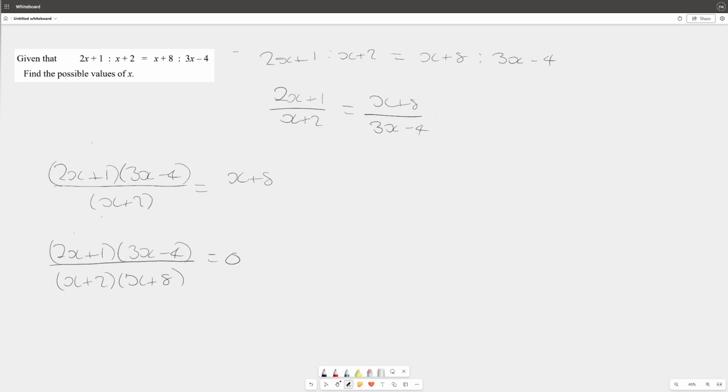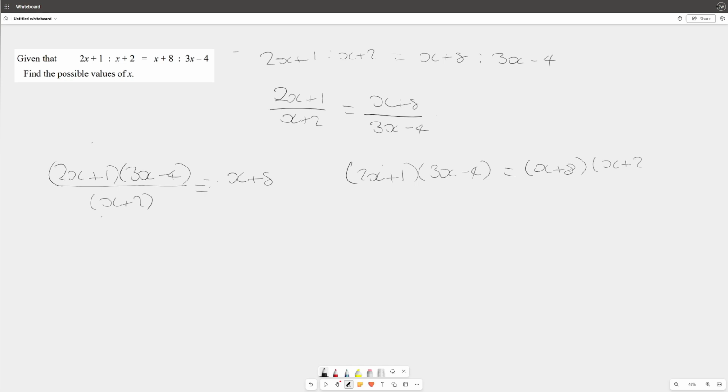Sometimes this is the case that you just don't get anything that's going to cancel, and so we're going to have to do this in a weird kind of way with quadratics. So if we go back up to where we started here, and we multiply it up, but this time we're going to multiply up by the x plus 2, and we're going to get a different equation. So 2x plus 1 times 3x minus 4 equals x plus 8 times x plus 2. And now we can solve this like a quadratic question.